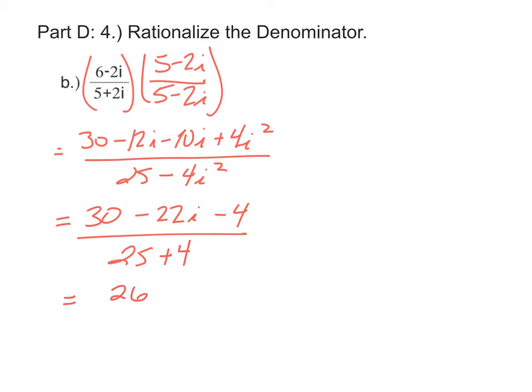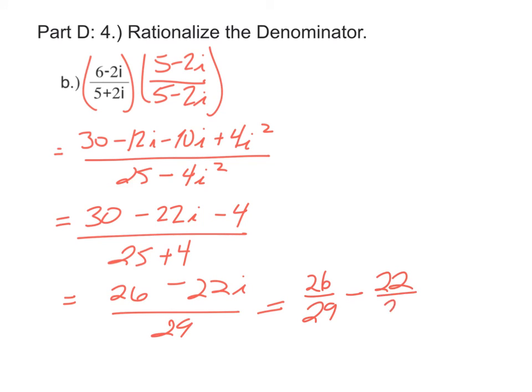That'll give us 26 minus 22i all over 29. Since 29 is prime, we're not going to be able to cancel any common factors, so just split it into two fractions. 26 29ths minus 22 29ths i. Then you're done.